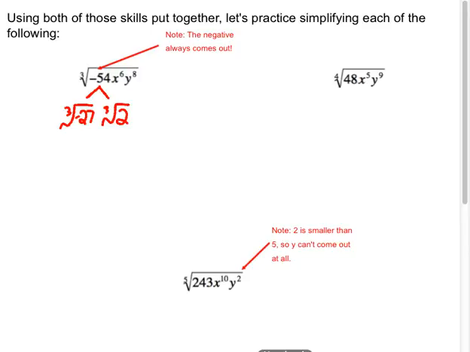Cube root of negative 27. Well, cube root of 27 is 3, so that's going to give me a negative 3. And then I'm going to leave some space for the variables, okay? So the negative 27 breaks out, the 2 stays stuck inside the radical. Now let's take a look at our variables.